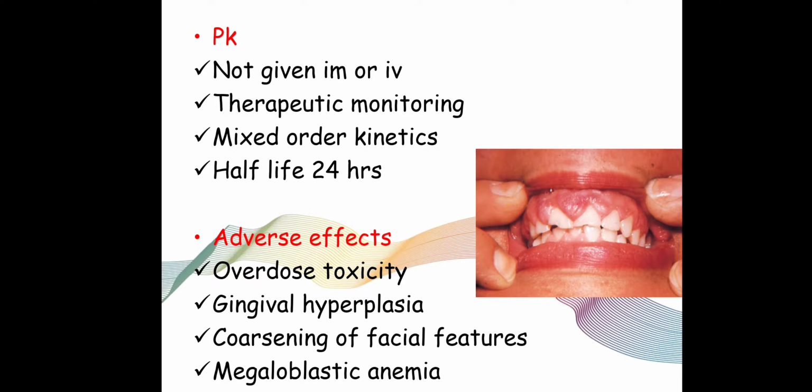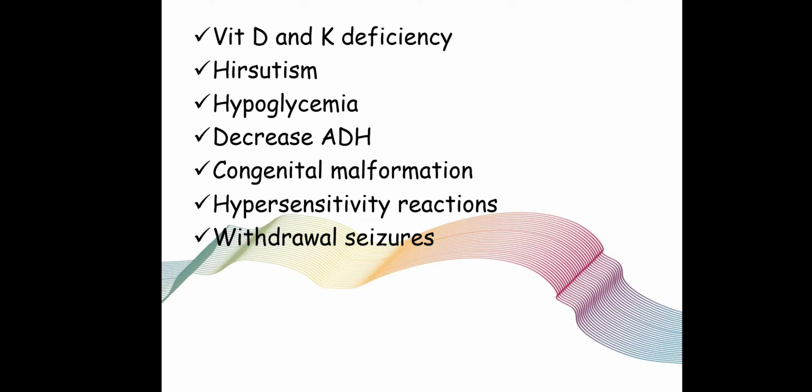Then megaloblastic anemia. Megaloblastic anemia occurs due to folic acid deficiency. What phenytoin does is that it enhances enzymatic activity in the body which requires folic acid, right? So all the enzymatic activities which require folic acid get enhanced under the influence of phenytoin. That's why when a patient is taking phenytoin, there will be folic acid deficiency and that will lead to megaloblastic anemia.